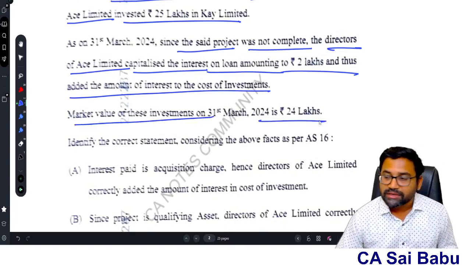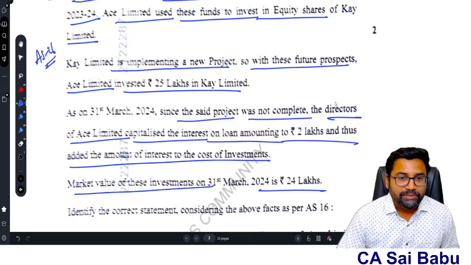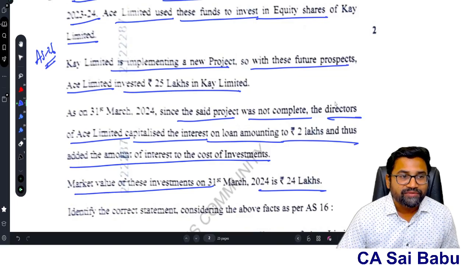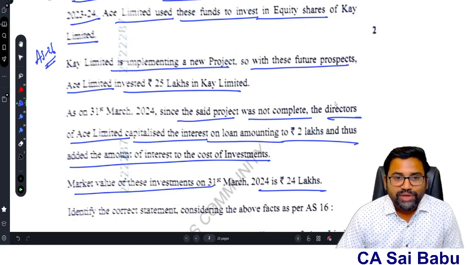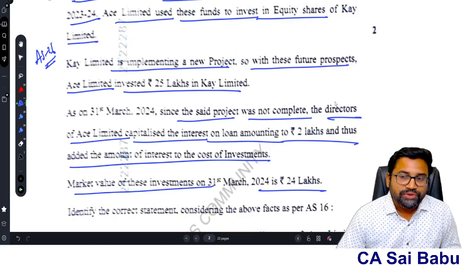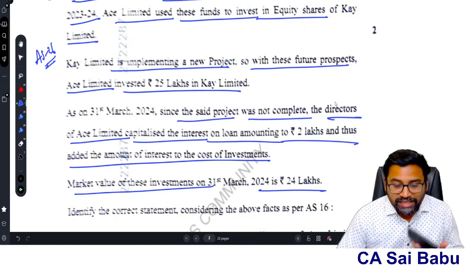Sir, first of all, whether investment in equity shares will become a qualifying asset. To become a qualifying asset, it must take a substantial period of time to get ready for its intended use or sale. Here we are directly investing in the shares of the company, so that itself is an asset. So it does not become a qualifying asset. Therefore you cannot add interest to the cost of the asset.